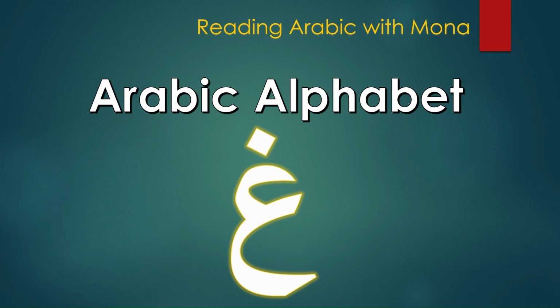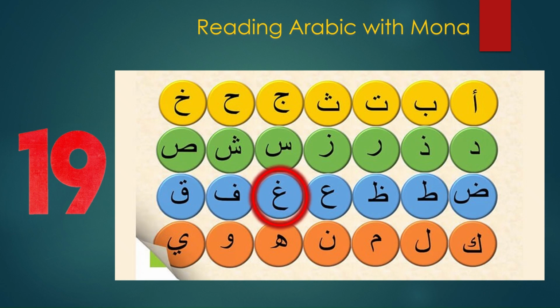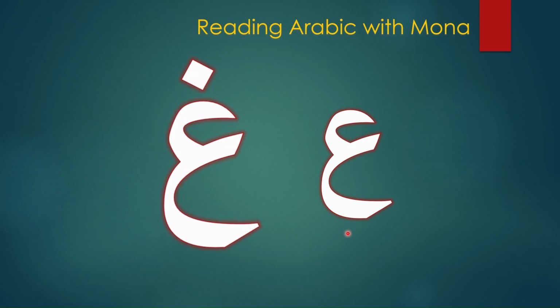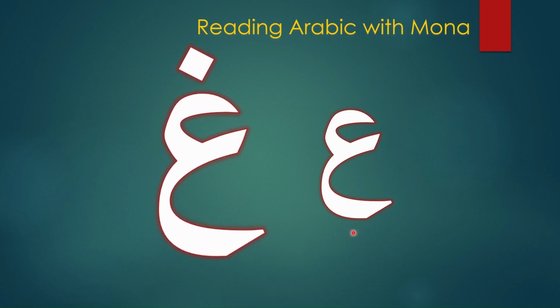Today's lesson is about the Arabic letter Ghain. The letter Ghain is the 19th letter of the Arabic alphabet. It is one of the two letters that share the same shape: the Ain from the previous lesson and today's lesson, Ghain. Ghain is with a dot and Ain without a dot. They both rhyme in the name Ain, Ghain. But the difference is not just the dot, but also the place in the throat where the sounds are produced. Ain is produced from a different place than the letter Ghain.